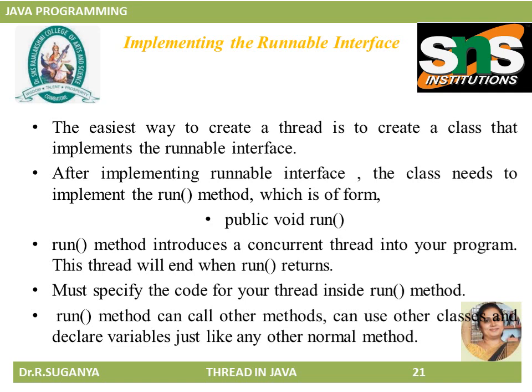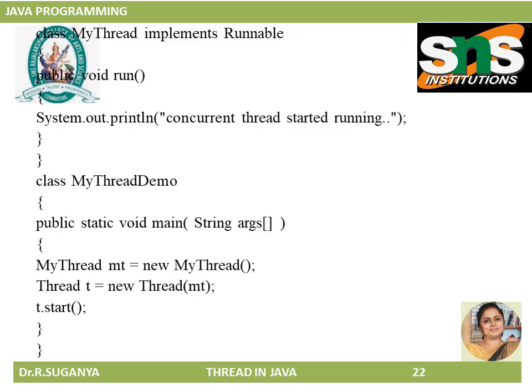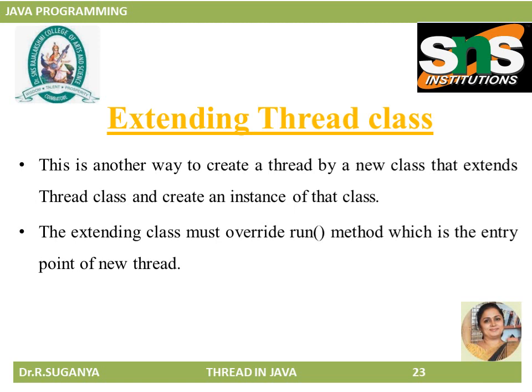The run method can call other methods, use other classes and declare variables, just like any other normal methods. Here we have one more example. MyThread implements Runnable, its run method, and the class MyThreadDemo. So here we have the class name MyThread, and an object is created equal to new thread name.